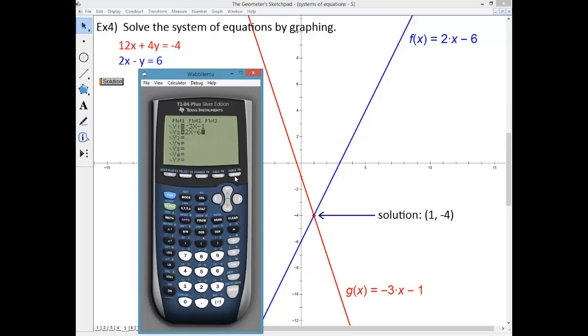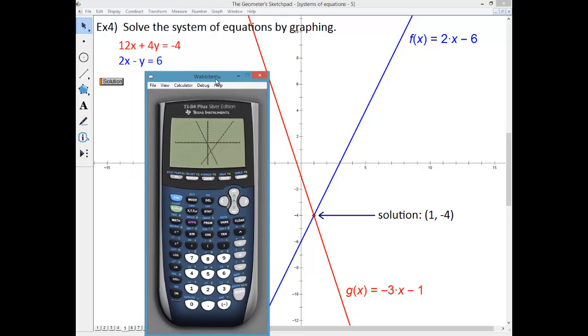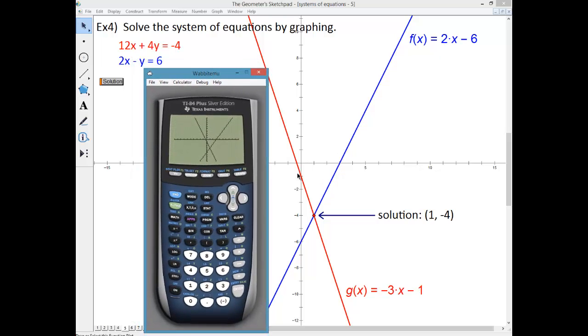Now before you hit graph, we've been doing a lot of scatter plots in class, so I would make sure that my viewing window is exactly where it needs to be. I'd go to Zoom. Option 6 is the standard viewing window. That makes sure the window screen is from negative 10 to positive 10 on both the x and y axis. As you can see, my calculator has graphed these two equations, and it looks very similar to what we had in the lesson.